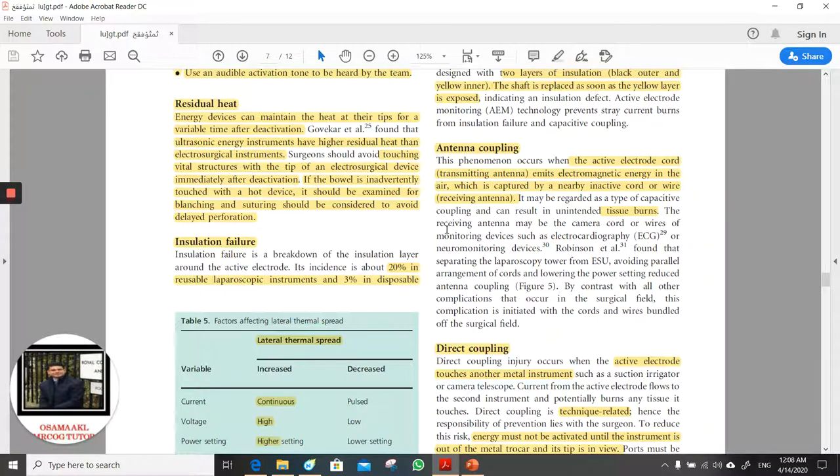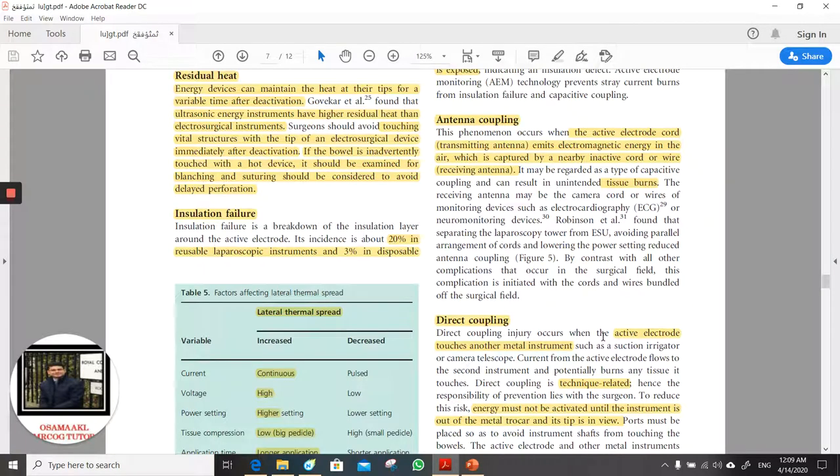Electricity can go from your instrument to another place. This is what is called antenna coupling. It means that electricity coming from your electrode goes to another place. I didn't intend that electricity to go there, but this can happen. How? It can go to another, nearby wire, like in movies, where electricity comes from one wire to another. It's called antenna because it's remote. The electricity will pass through air to another electric wire. It's called antenna coupling.